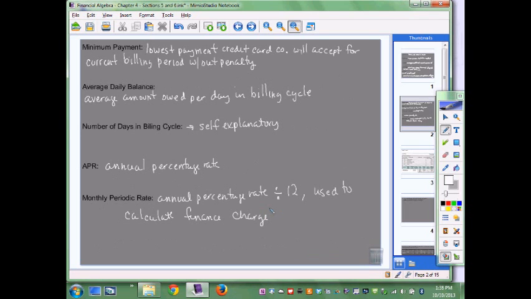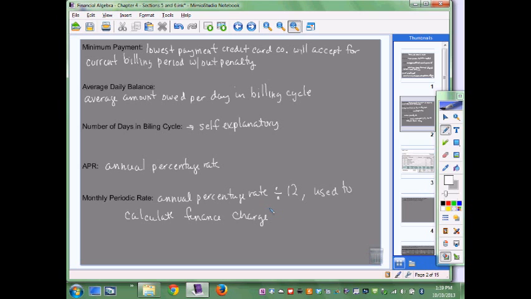Okay, so the minimum payment is the lowest payment the credit card company will accept without penalty. Now, for some companies, they'll take a lesser payment, but they'll charge you a late charge or penalty, and then some companies won't accept it at all. They'll just send it back to you. You have to pay the minimum. In any case, you don't want to not pay the minimum because there would be some sort of consequence, and it's not good for your credit.